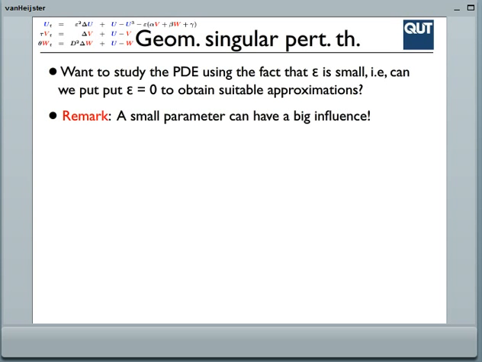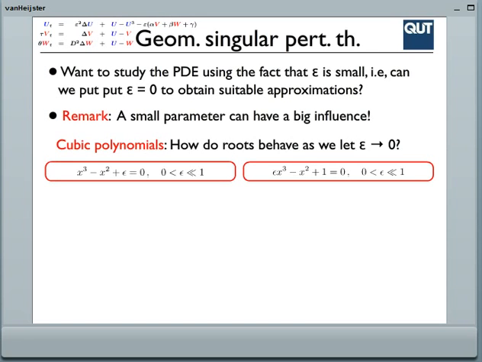So we have this PDE with an epsilon, which is small. We want to use the fact that epsilon is small, so we set epsilon to zero. That makes our life easier, and maybe we can get some nice approximation. But there's always this problem: a small parameter can have a big impact. For example, if we just think of two cubic polynomials, and we want to determine the average.